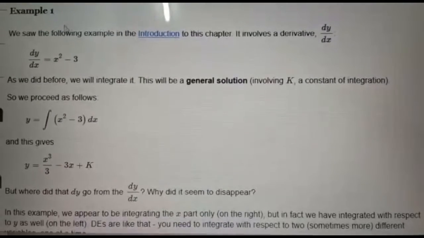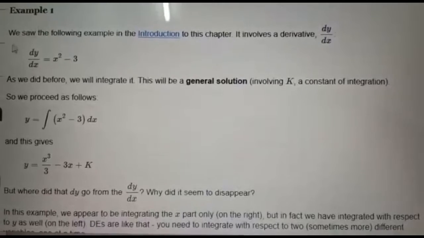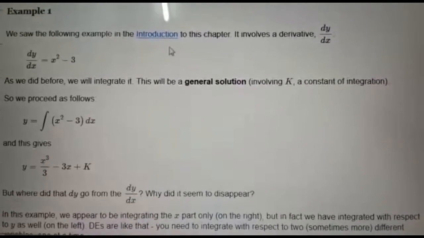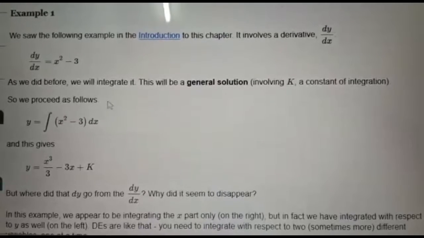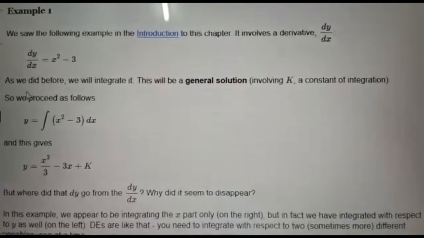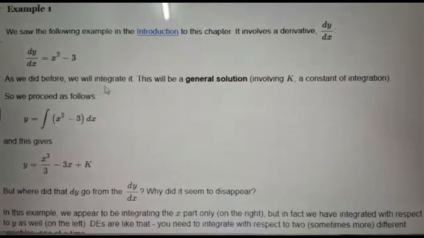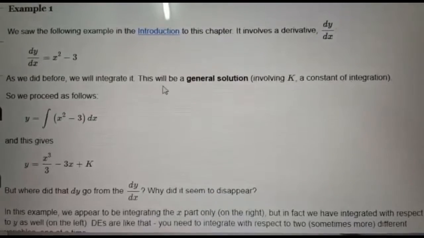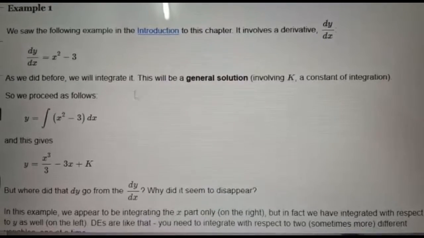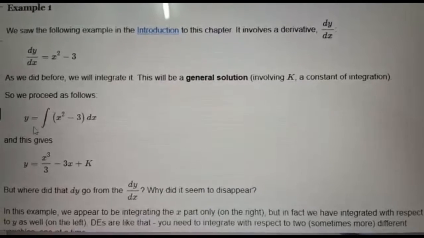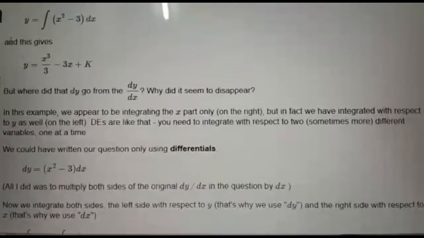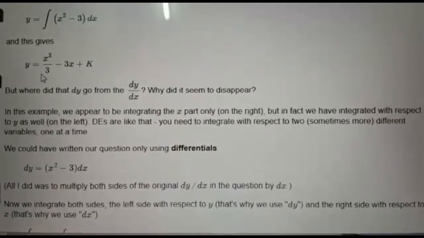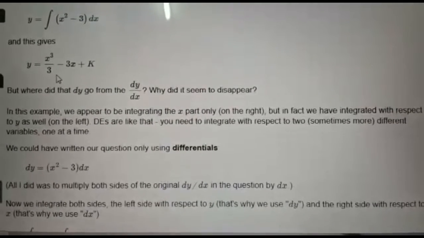Example of a differential equation. This is example 1. We saw the following example in the introduction to this chapter. It involves the derivative dy dx. dy dx equals x squared minus 3. As we did before, we will integrate it. This will be a general solution. So we proceed as follows. y equals the integral of x squared minus 3 dx. And this gives y equals x cubed divided by 3 minus 3x plus k.